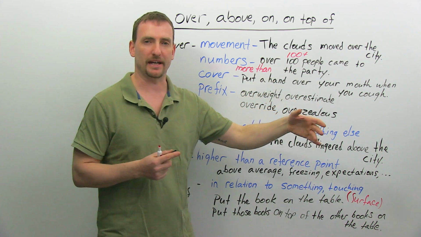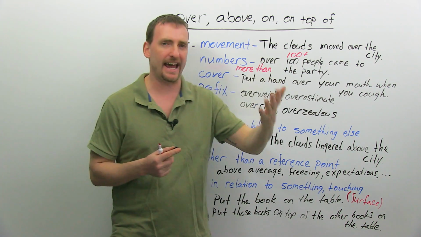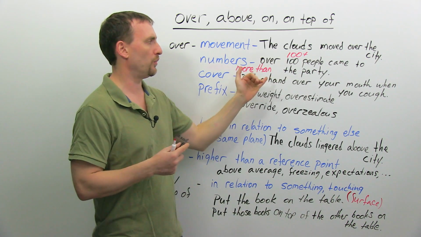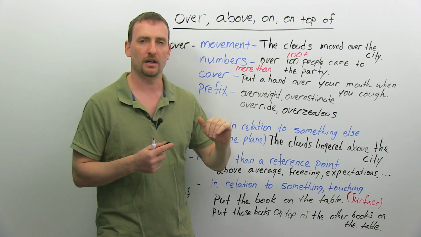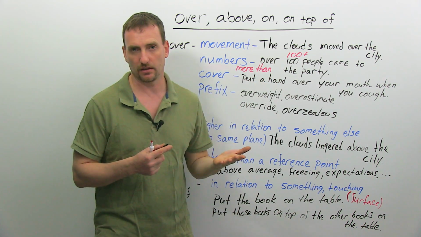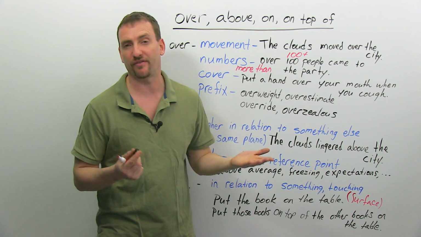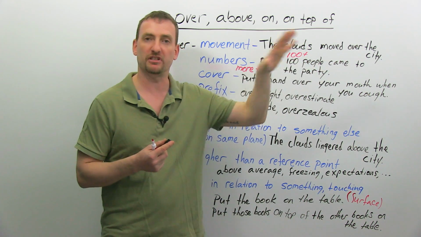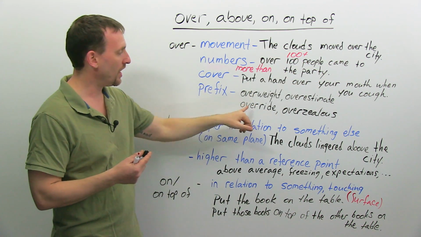To overestimate. So you have to guess a certain level of something. So I think there will be 100 people at my party, but I overestimated. What does that mean? It means that only 75 people came. So I guessed too far. I reached too far with my guess.